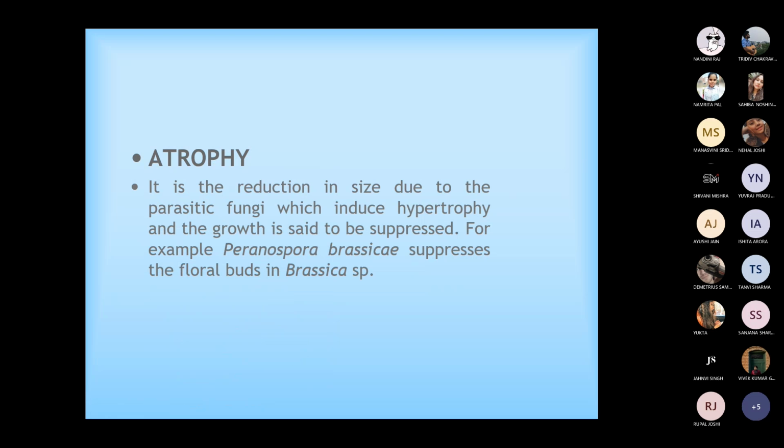Then there is atrophy. So atrophy means reduction in size due to parasitic fungi, and the growth is said to be suppressed. Galls, we were saying, are external growth, extra growth. Atrophy means there is a reduced growth here. For example, Peronospora brassicae suppresses the floral buds in the Brassica species. So they reduce the growth, or the growth is suppressed in this case.